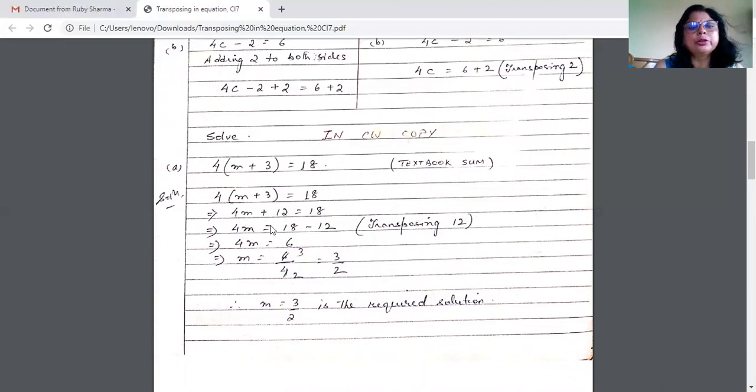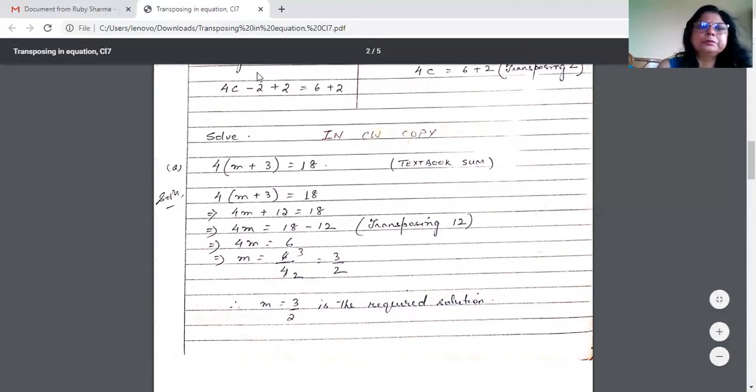Now you can transpose easily. 4m is equal to 18 minus 12, because it was plus 12 here. And I hope by now you know why it's becoming minus 12. In this method, when we were adding 12, we were adding 12 to both the sides. When we were subtracting 12, we were doing it from both the sides, isn't it?